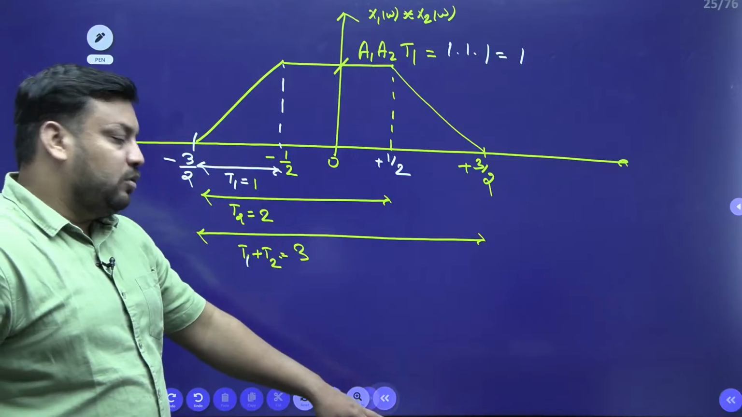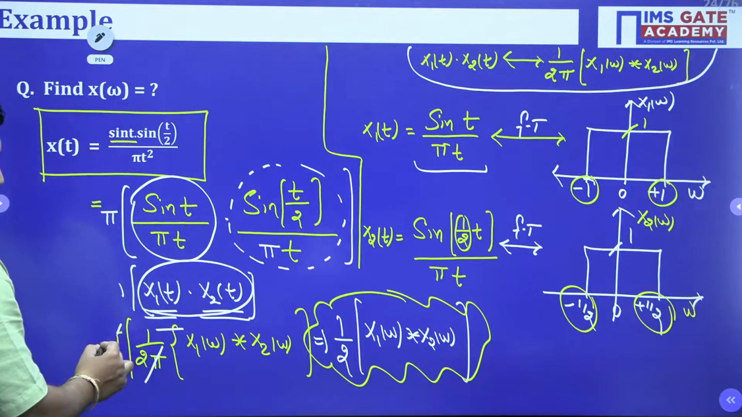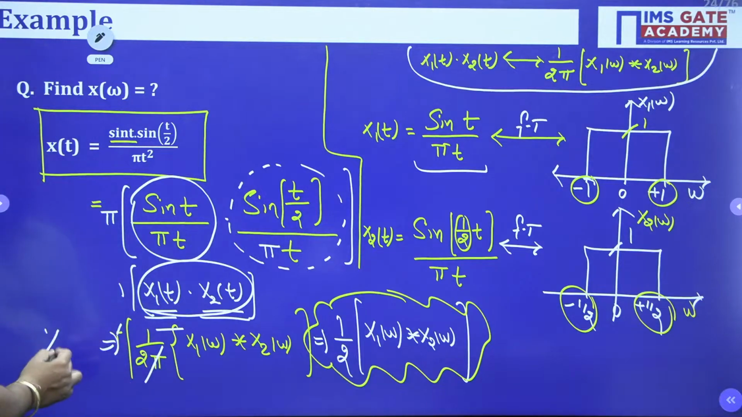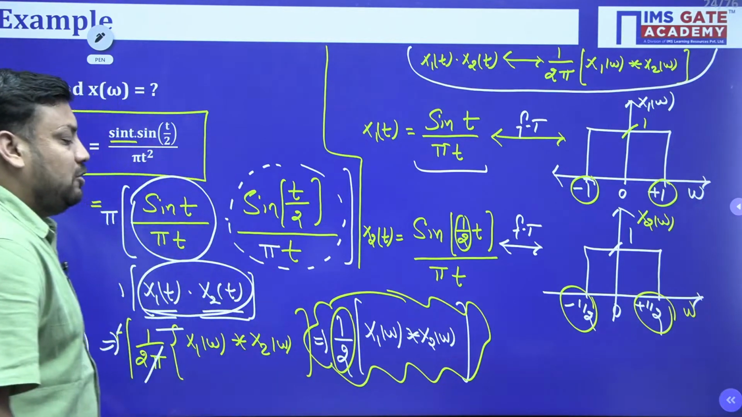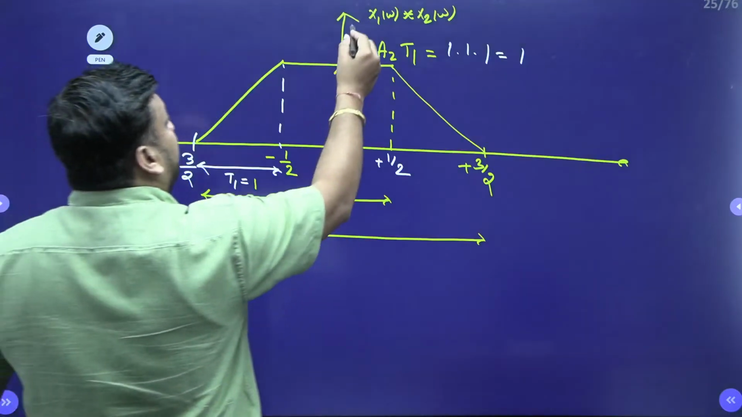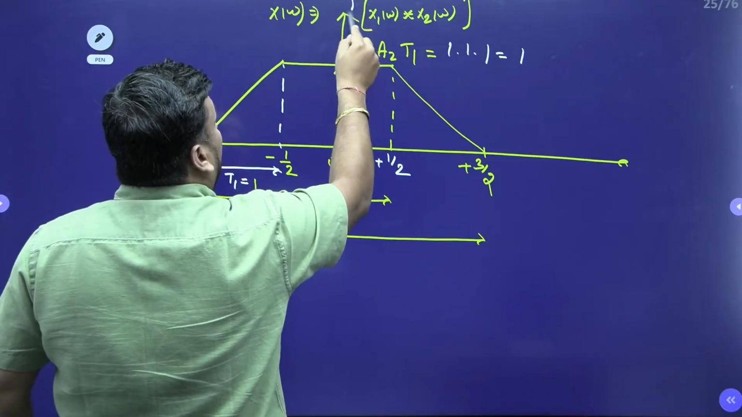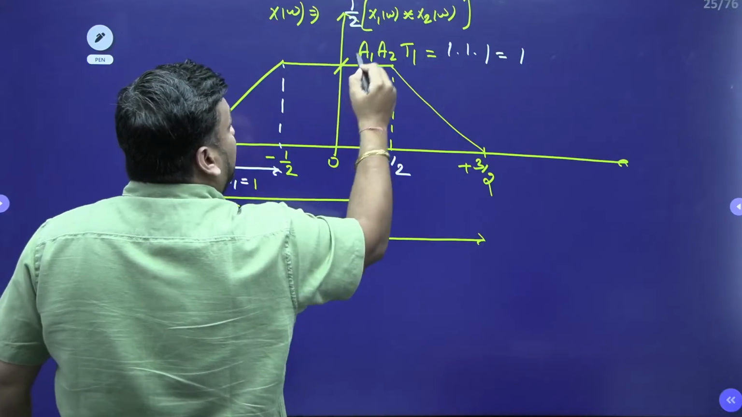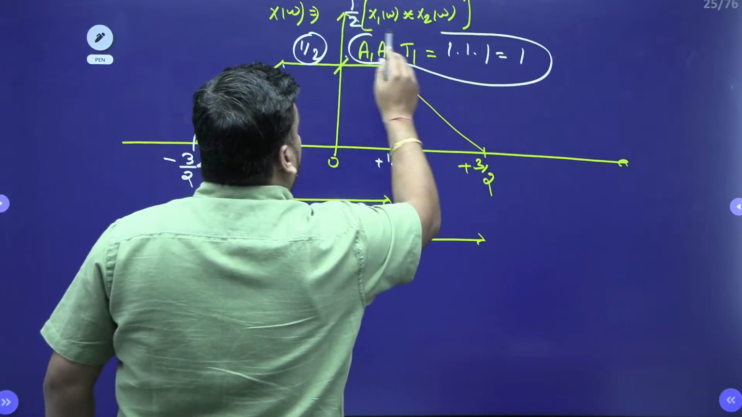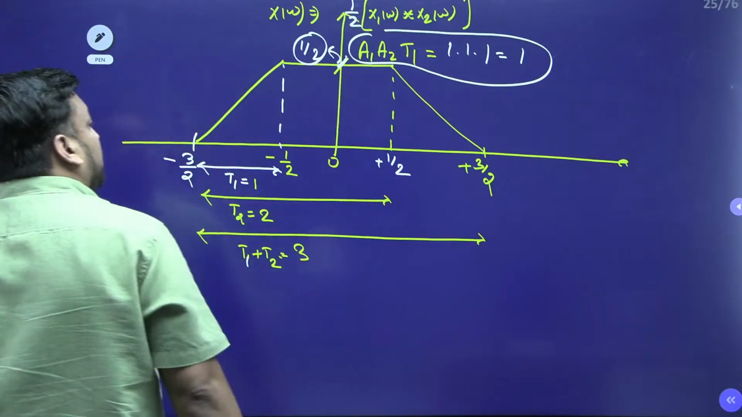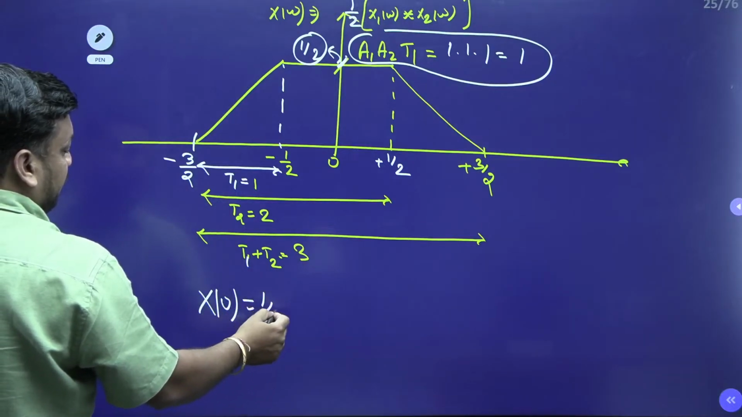But don't think this is your final answer, guys. Why? Because the final answer is X omega, which is half into this. The half scaling is still pending. You have made X1 omega convolution X2 omega, but the final X omega is half into that, so you have to multiply with half also. So ultimately, after this complete calculation, the magnitude is nothing but 1 by 2 only. If the examiner asks what is X0, you will reply half only.